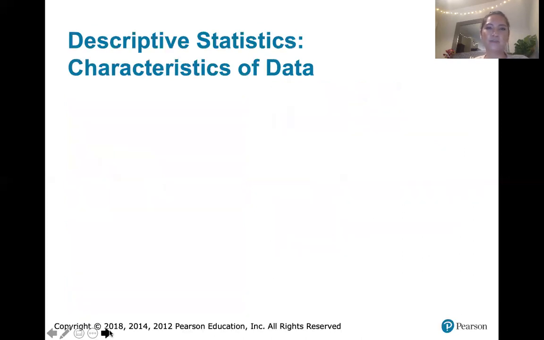Okay, so descriptive statistics. This is what chapter 2 and chapter 3 in the Triola text are about. It's all about characteristics of data. When you hear the term descriptive statistics, it's very intuitive, it's very easy to understand. These are statistics that describe sets of data. So we're going to want to describe sets of data with these kinds of characteristics of data.